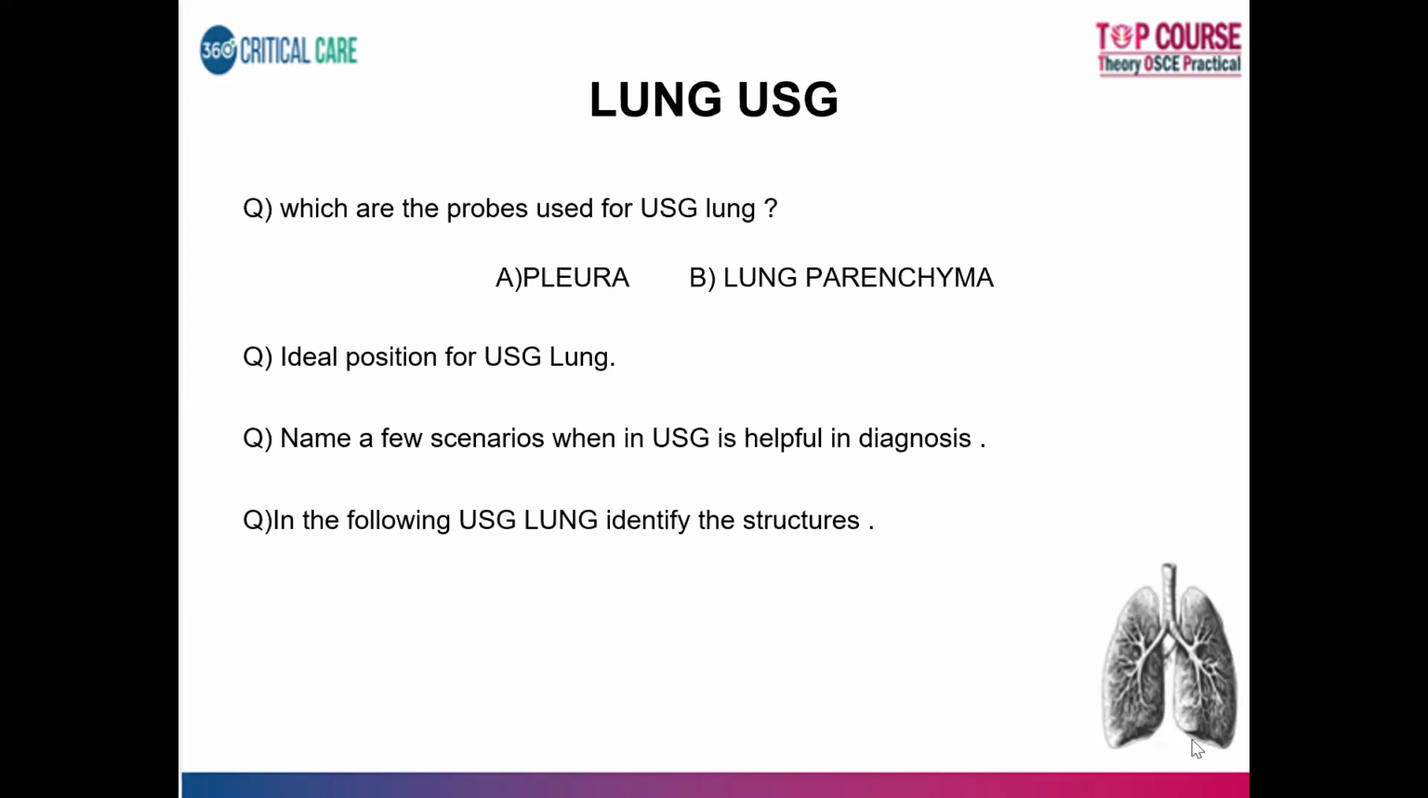Okay, so usually for critically ill patients, the ideal position would be a supine position or a semi-recumbent position up to 15 degrees. So, name a few scenarios where USG can be helpful in the diagnosis of any pathology in the lung ultrasound. Pulmonary edema. Very good. Pulmonary edema. Anything else? Only pulmonary edema.